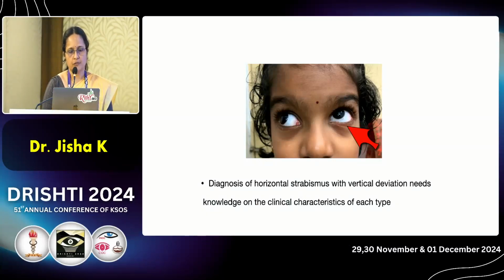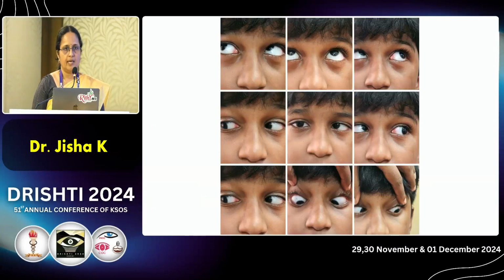So the diagnosis of horizontal strabismus with vertical deviation needs a thorough knowledge of the clinical characteristics of each type. I'll be focusing on the evaluation and diagnosis of vertical deviations only. Management will not be addressed in this class. The evaluation starts with examining the eye movements in 9 cardinal positions of gaze, assessing the vertical deviation in each position of gaze and diagnosing the pattern.